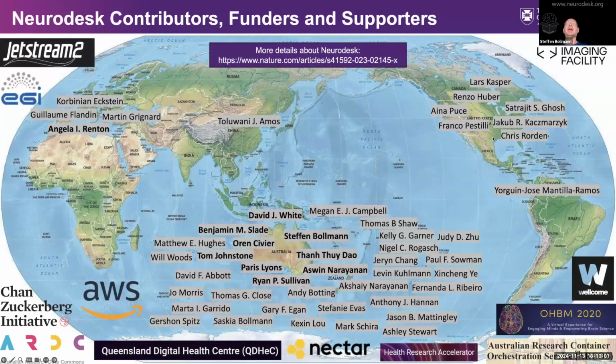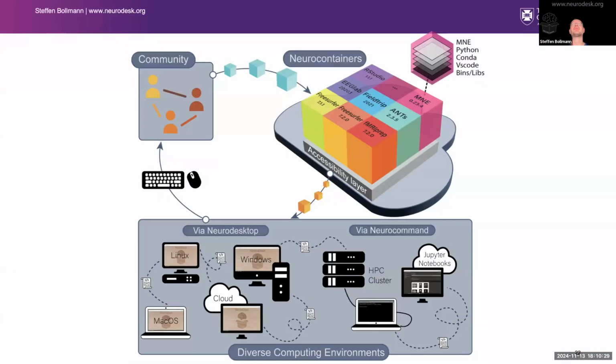We got lots of people involved from across the world, and lots more supporters, like the big cloud providers, AWS. Google had supported us in the past as well. And then also the university cloud providers like EGI, Jetstream, AIDC Nectar Cloud. So that helps a lot. And yeah, we're currently funded by the Chan Zuckerberg Initiative and the Wellcome Trust to build that system out further over the next years.